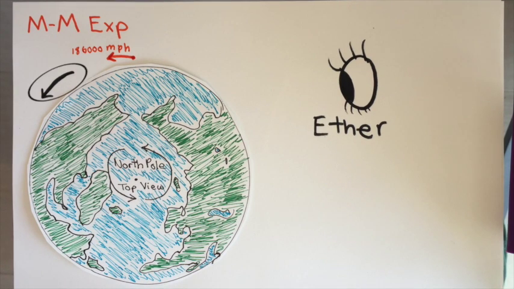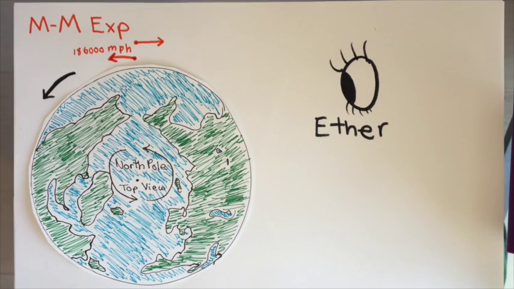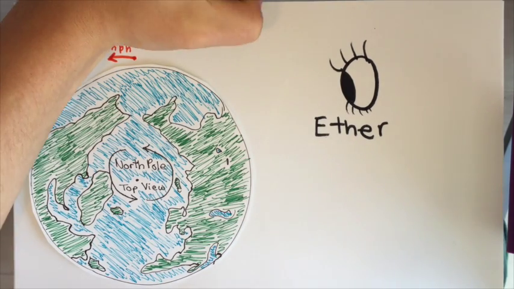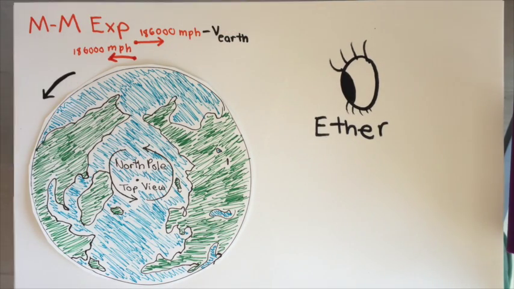And the Earth is rotating counterclockwise here, so the light shone in the other direction is going in that direction, but it's also going backwards because the Earth is rotating. So it's going at the speed of light minus Earth's rotation speed. But this did not end up happening.